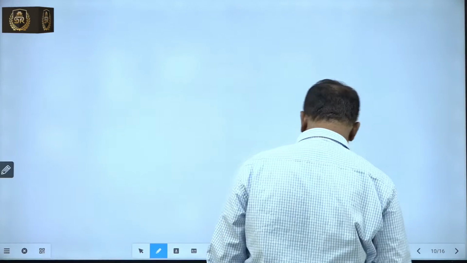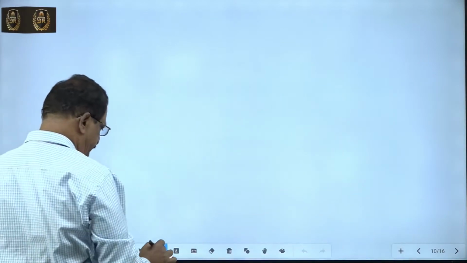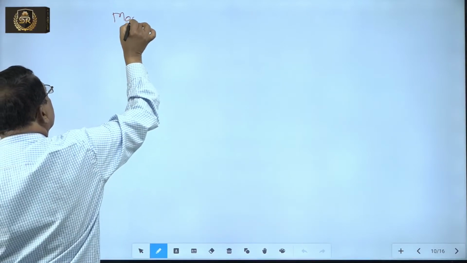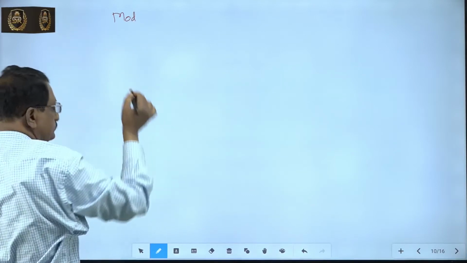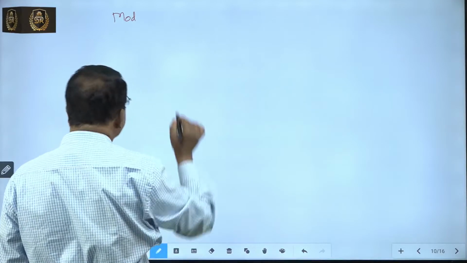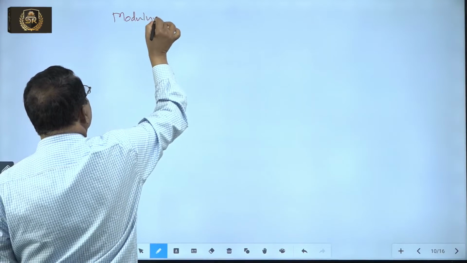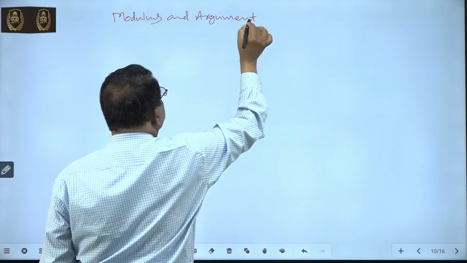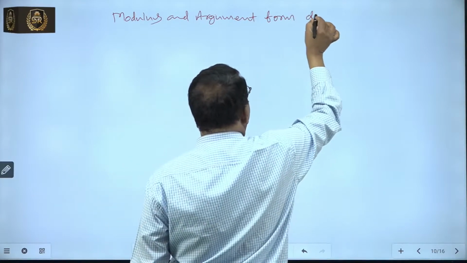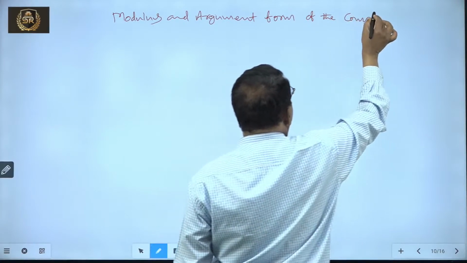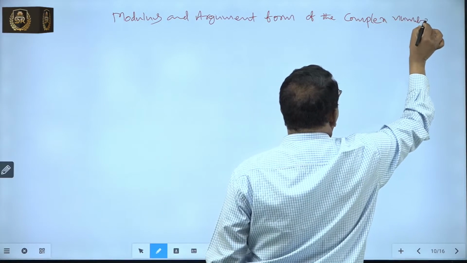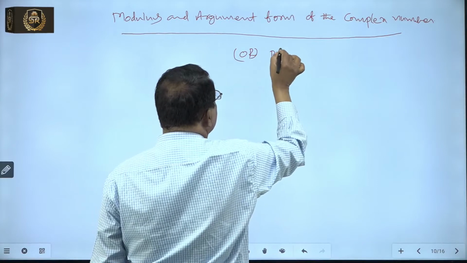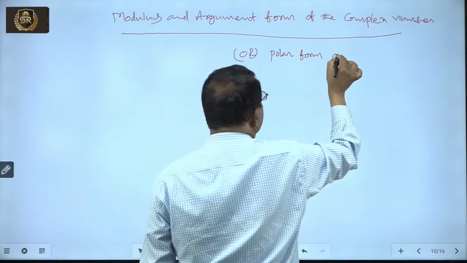Next, modulus and argument form of the complex number, otherwise also called polar form of the complex number.